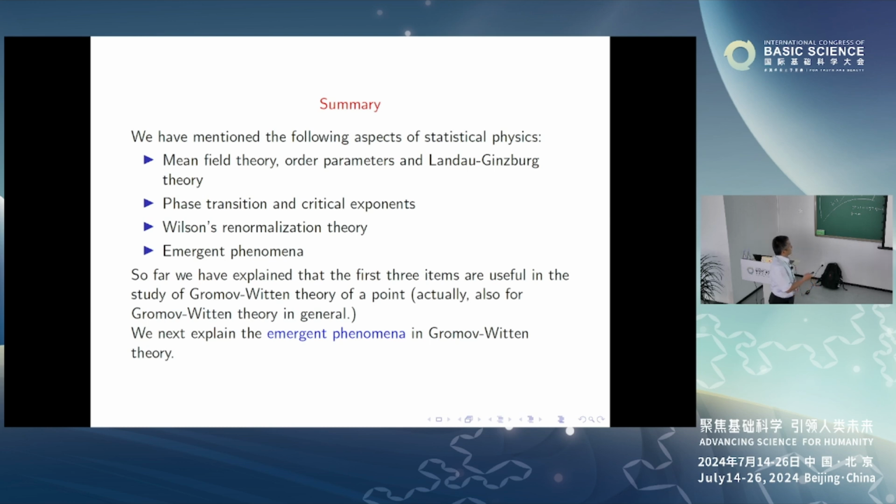Okay, so let me summarize this thing for the moment. Actually, I have mentioned the following things from statistical physics: mean field theory, order parameter, Landau density theory, phase transition and critical exponent, Wilson's renormalization theory, and emergent phenomena. So far, I have covered the first three. And what about the emergent phenomena? What actually also emerged in this picture? So that's what I'm going to explain next.